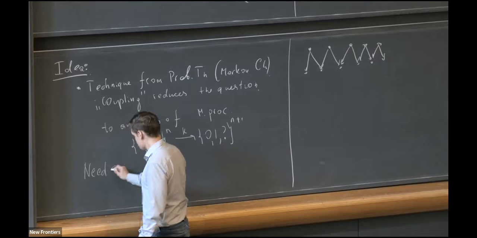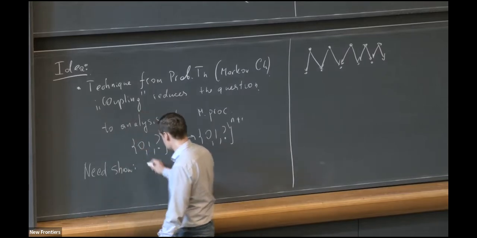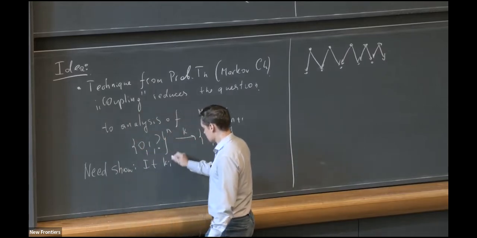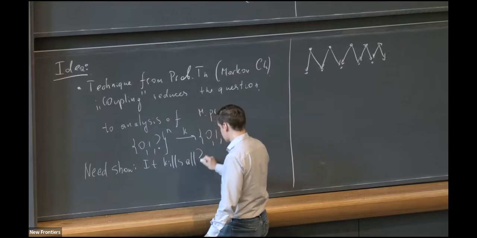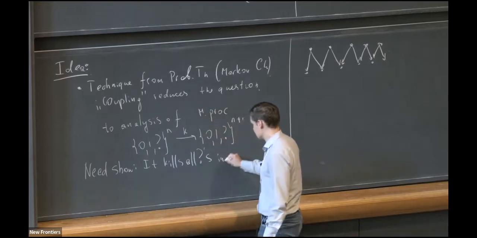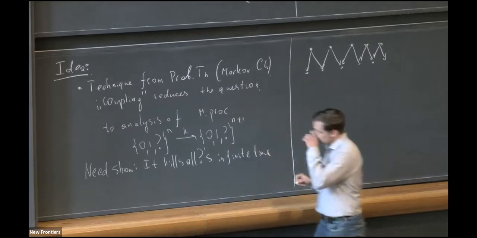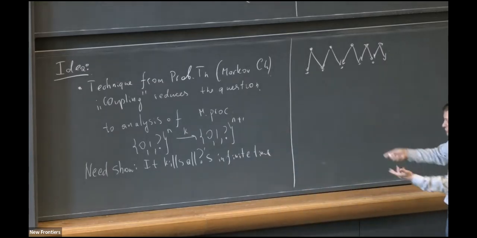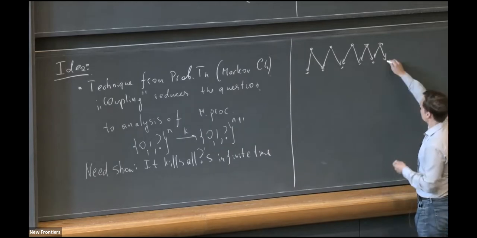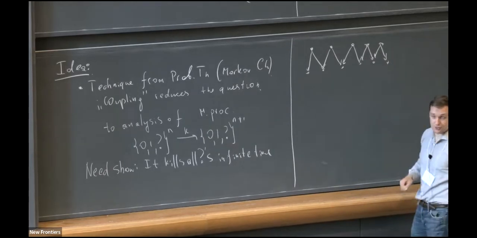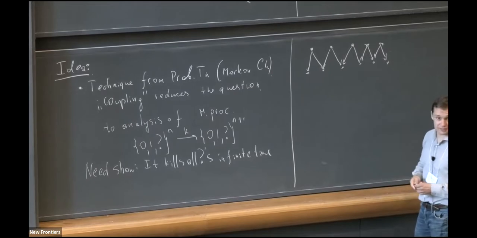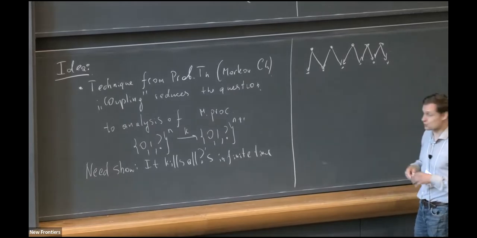we need to show that it kills all question marks in finite time. So basically there's some kind of evolution on this growing structure, and what we need to show is that the number of question marks gradually decreases over time.